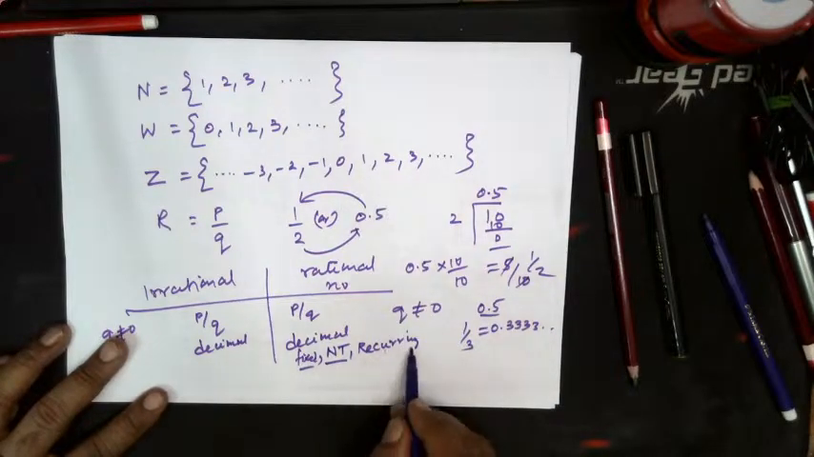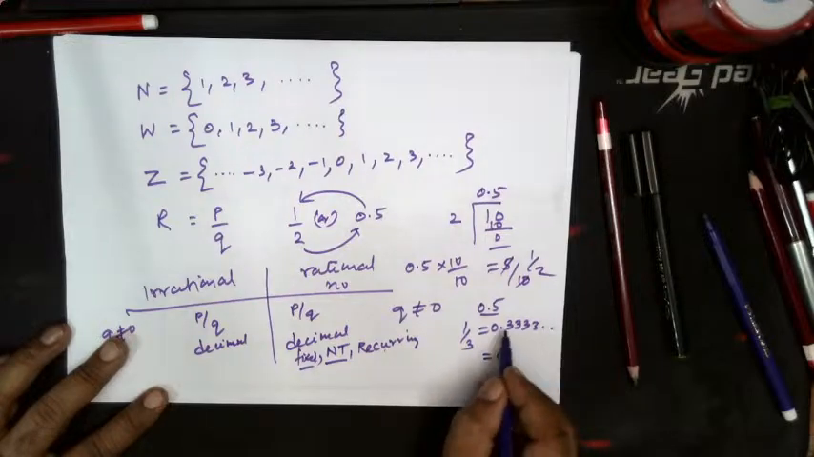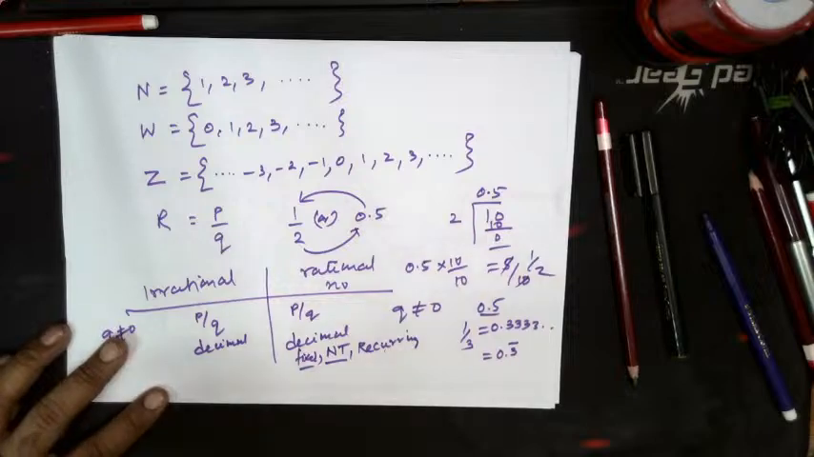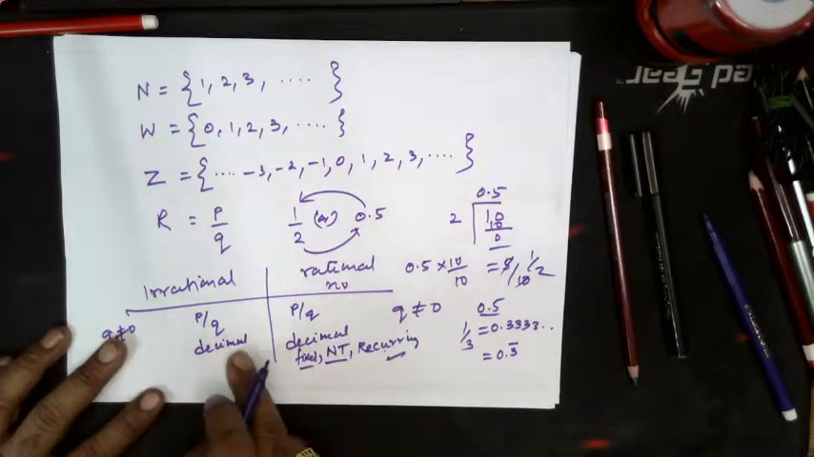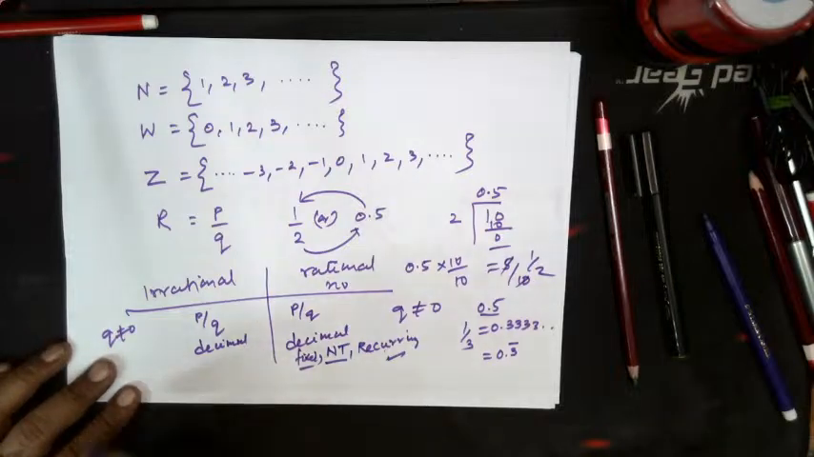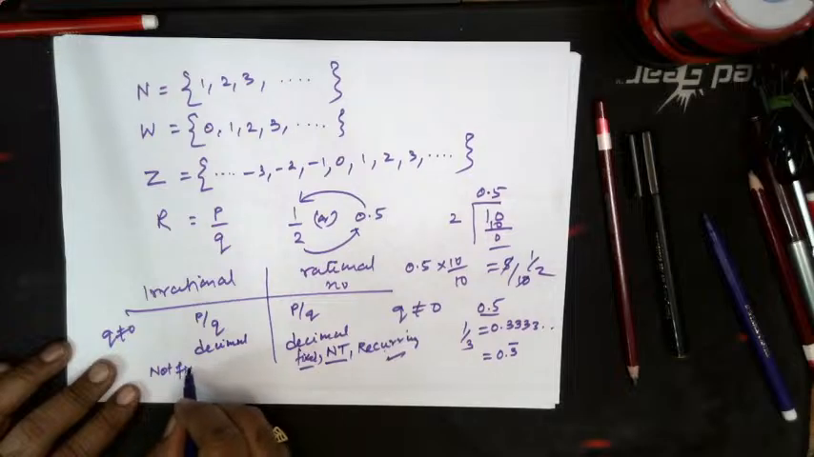And what about recurring? That is 0.3333. There will be a repeated pattern. So you can put this as 3 bar. So this is recurring. But here also it can be represented in the decimal form. But the problem here is it is not fixed. You cannot fix it. It's not stopped at one place.